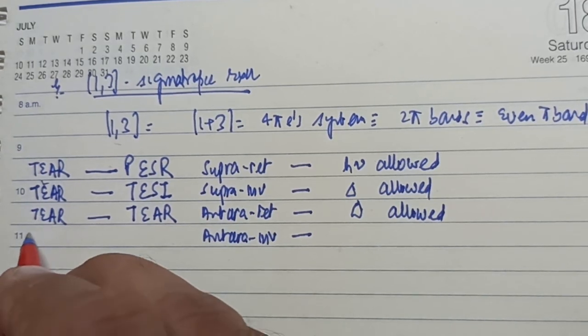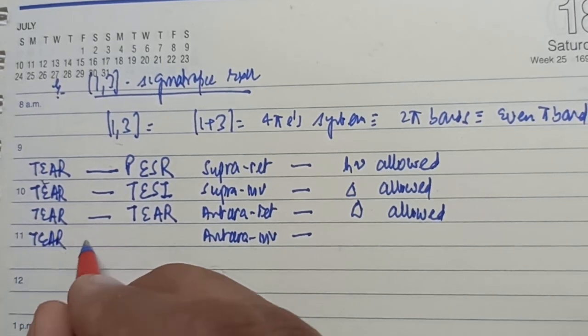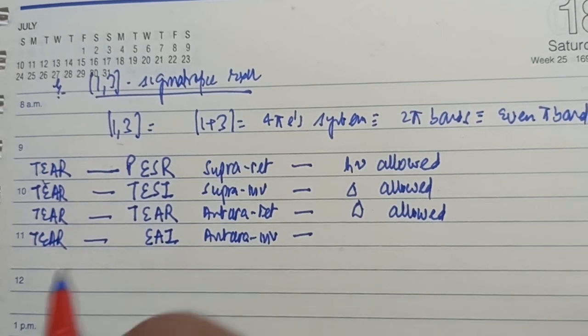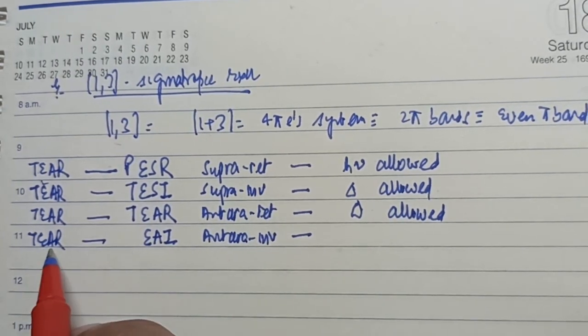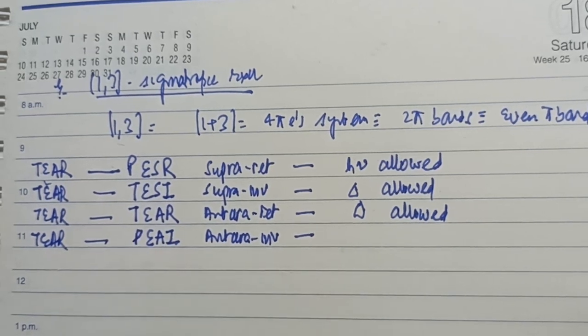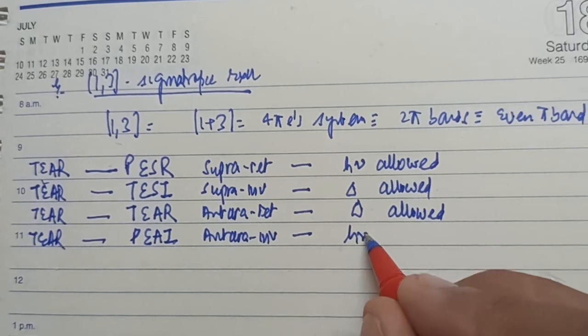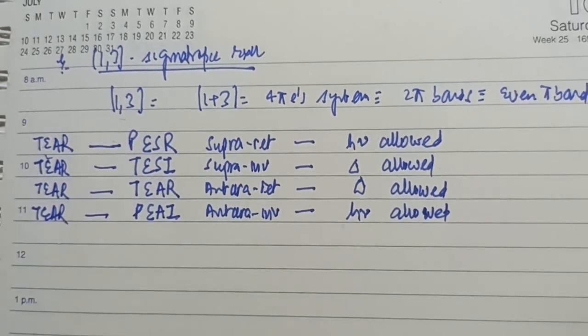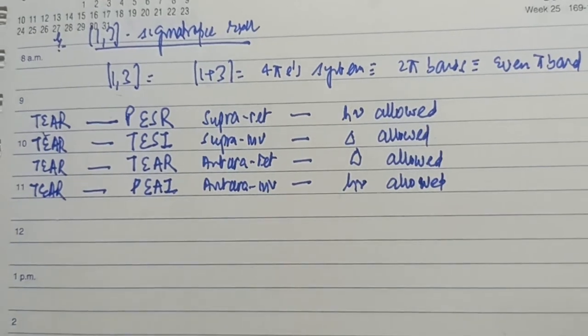And finally, for the last result, Antara inversion. The Antara inversion process is again even. Even is even. Antara is Antara. Retention has become inversion. I have to change another variable. Therefore, thermal will become photochemical. Hence, this process is photochemically allowed. So it is this easy to work out the reaction conditions in the case of sigmatropic reactions.